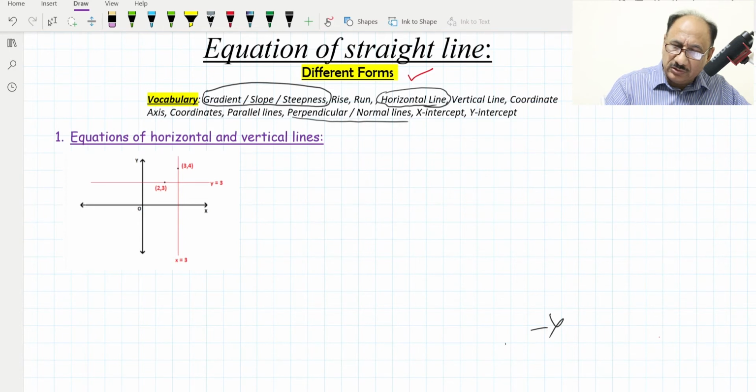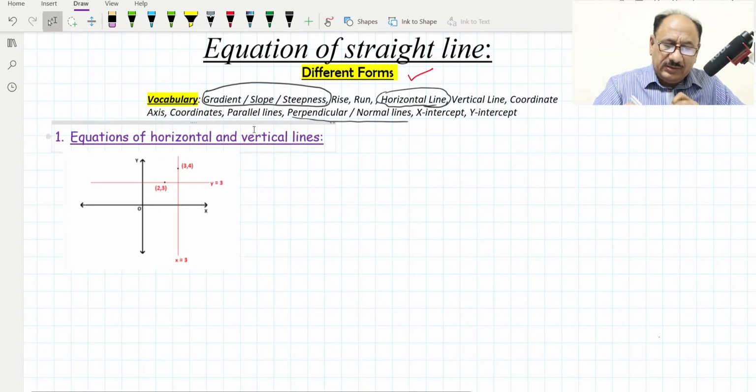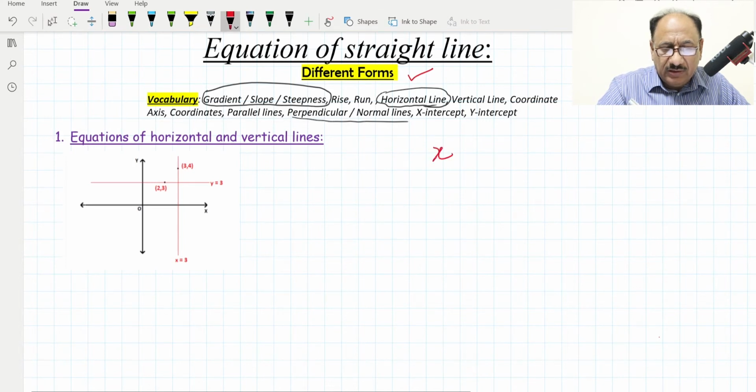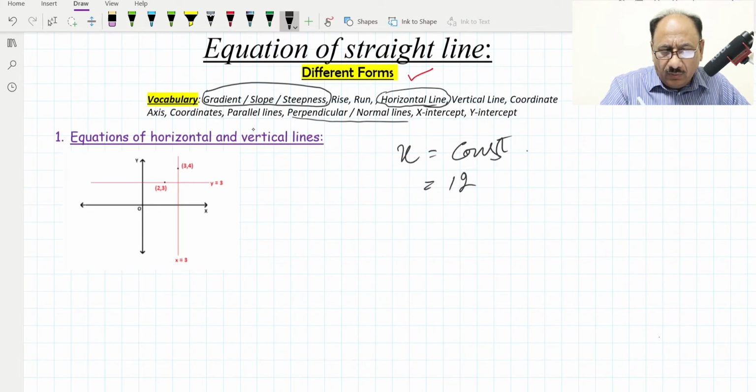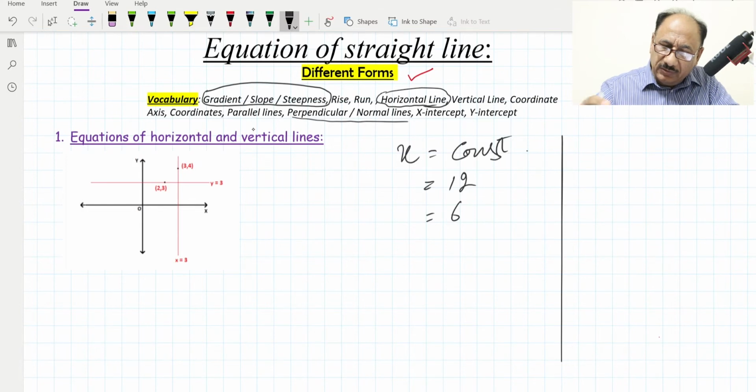Now we'll start with the equation of a line in different forms. The first one is the equation of a line in horizontal and vertical form. For example, x is equal to any constant value, right? The constant value can be, for example, 12 or 6 or something like that. If we draw the coordinate axis, this will be the coordinate axis and this is the origin.